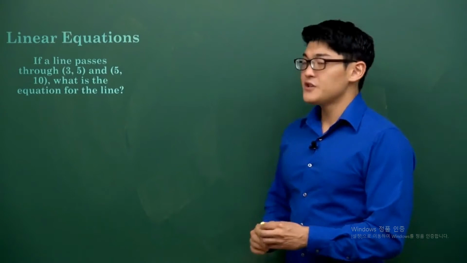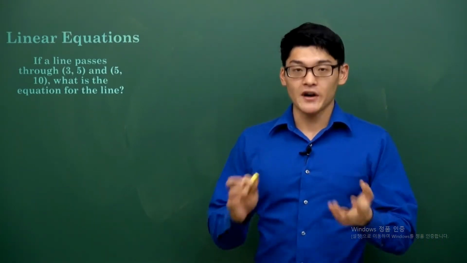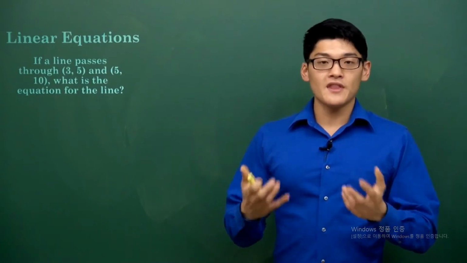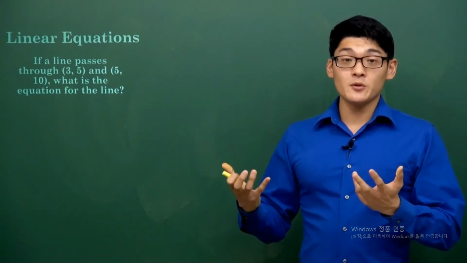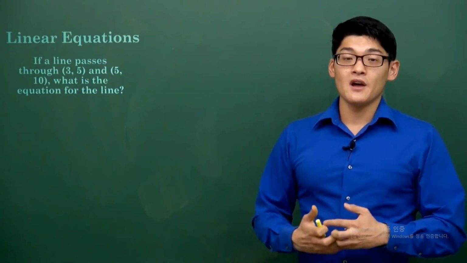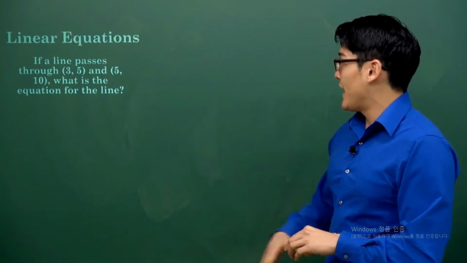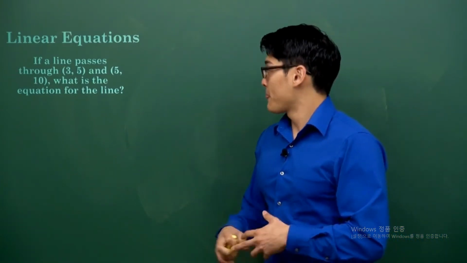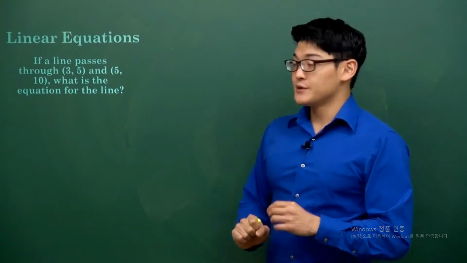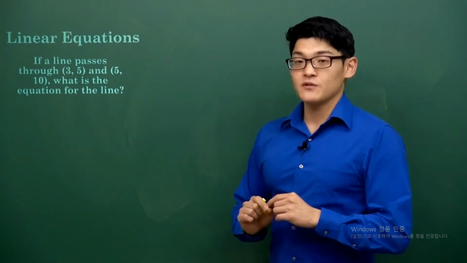So linear equations do pop up a lot on the new SAT Math, and you should be very familiar with them. You've covered them in your math course, and I hope you are, if not familiar with them, at least very comfortable in doing a lot of problems. So we're going to go ahead and look at a problem and see what you got. If a line passes through point (3,5) and point (5,10), what is the equation for the line?